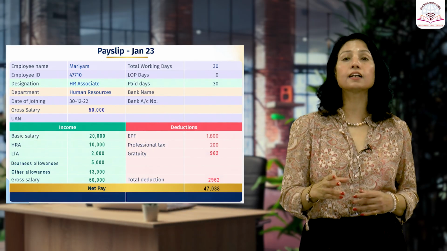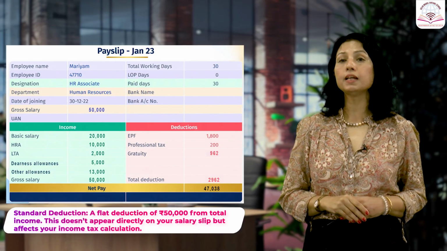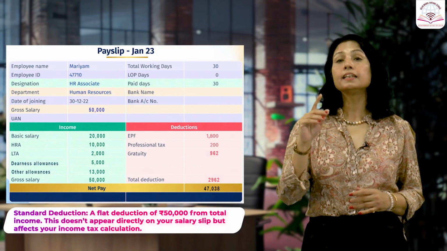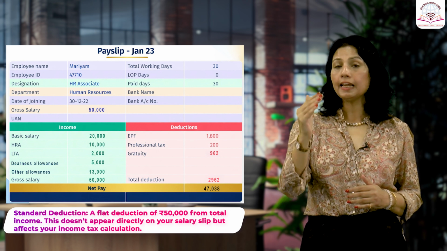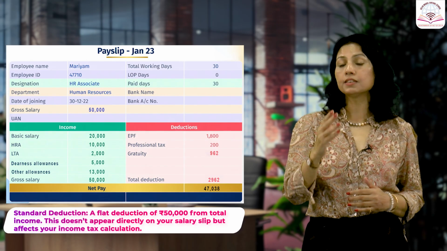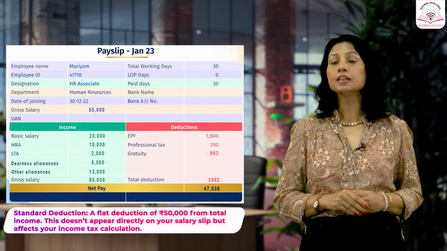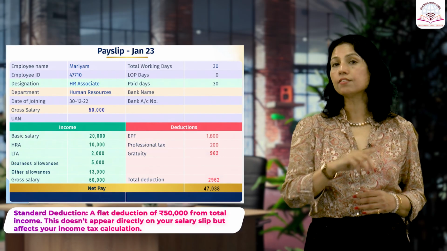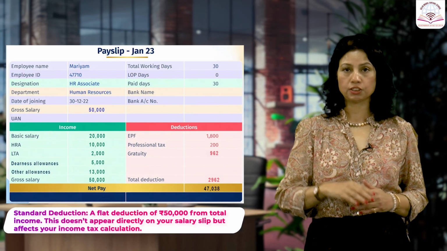The third deduction is standard deduction. This deduction has replaced conveyance allowances and medical allowances. It allows employees who are earning above a certain income level to claim for a flat 50% deduction from their total income. It reduces their income tax liability. It is not reflected in the salary slip, but it impacts your overall tax calculation.